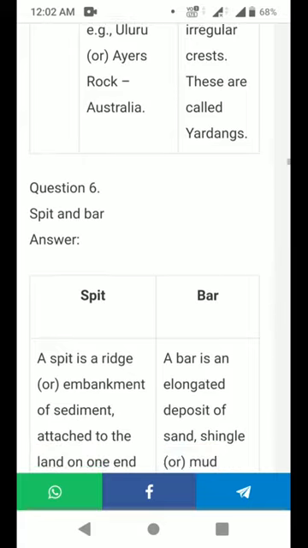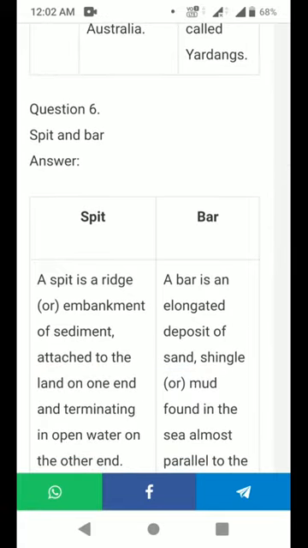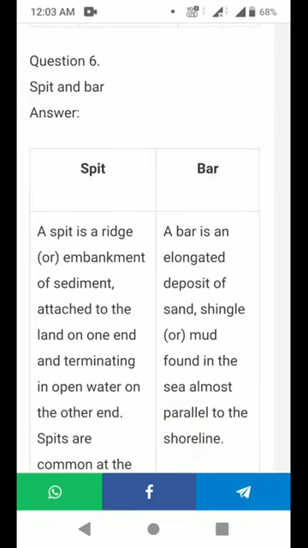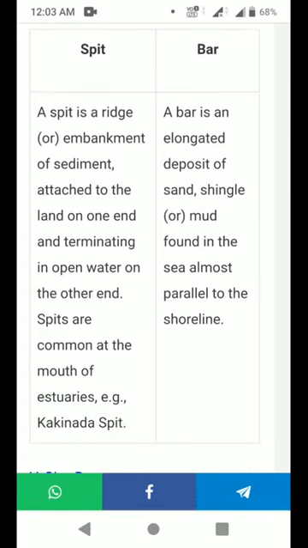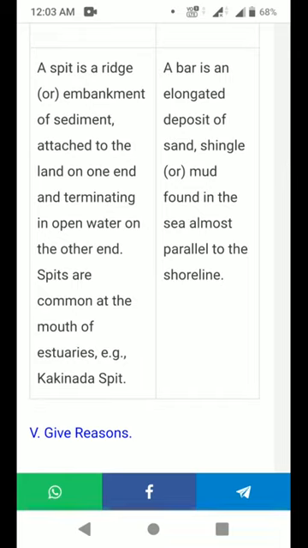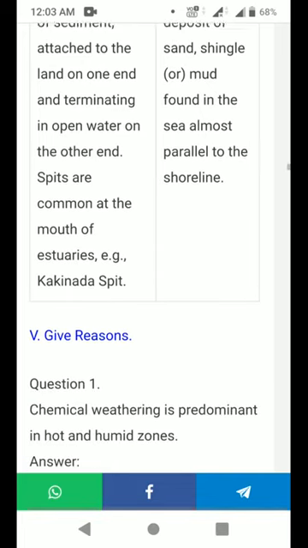Next, question number 6. Distinguish between spit and bar. This is also a very important question. A spit is a ridge or embankment of sediment attached to the land on one end and terminating in open water on the other end. Spits are common at the mouth of estuaries. Example, Kakinada spit. Next, bar: a bar is an elongated deposit of sand or mud found in the sea almost parallel to the shoreline.